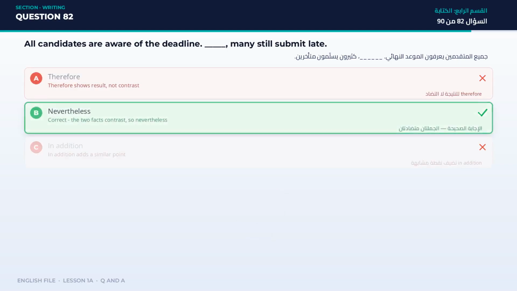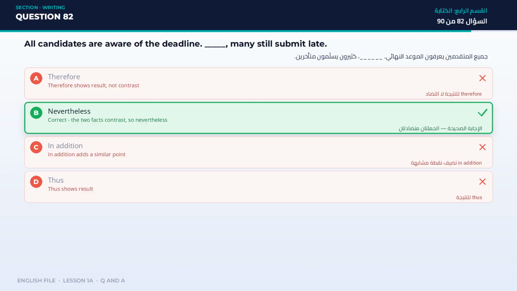Nevertheless. The two facts contrast, so nevertheless. Not A, therefore shows result, not contrast. C, in addition, adds a similar point. D, thus shows result. Question 83.